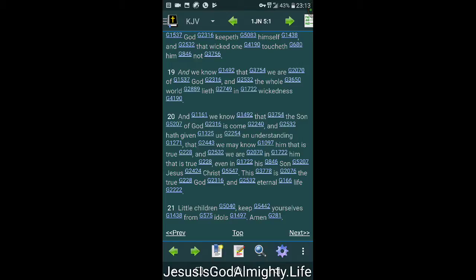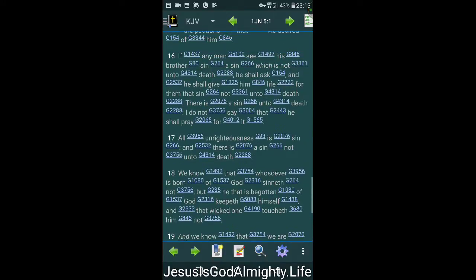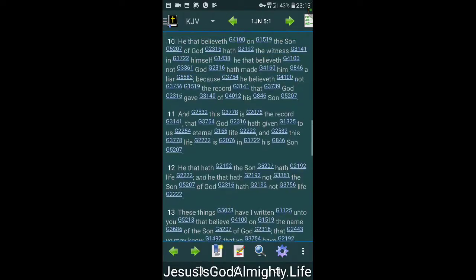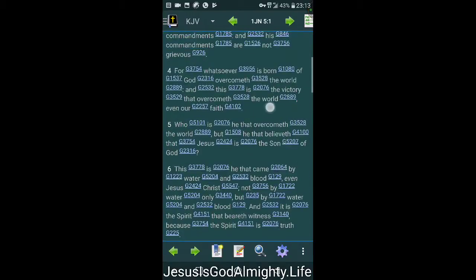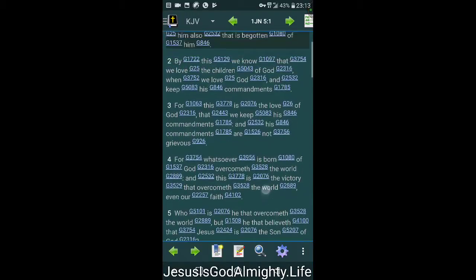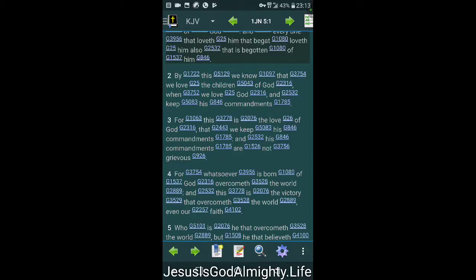He says, little children, keep yourself from idols. Yeah, well, tell that to the Roman Catholics. Or Universalists, you know. Here we go. For this is the love of God, that we keep His commandments, and His commandments are not grievous.